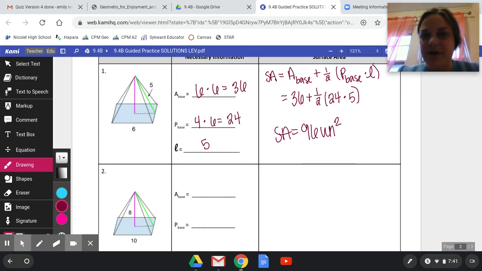I just want to let you know where it comes from, right? If you're just using the formula, that's fine. But if you're wondering, why do we use perimeter of the base times the slant height? Well, that's why.